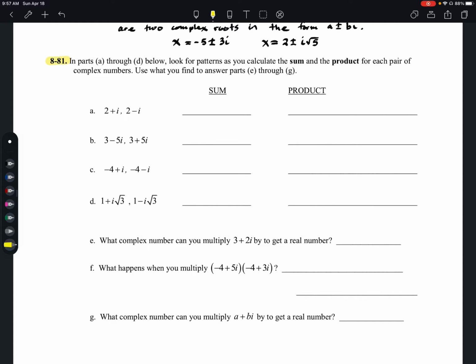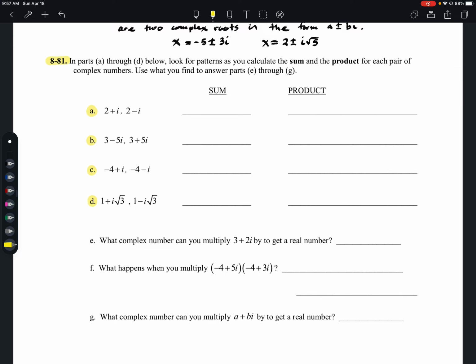Now on to problem 8-81. In parts A through D below, look for patterns as you calculate the sum and the product for each pair of complex numbers. Use what you find to answer parts E through G. So we're going to kind of experiment. We're going to do A, B, C, and D, and then we're going to use what we find in these to help us answer E, F, and G.